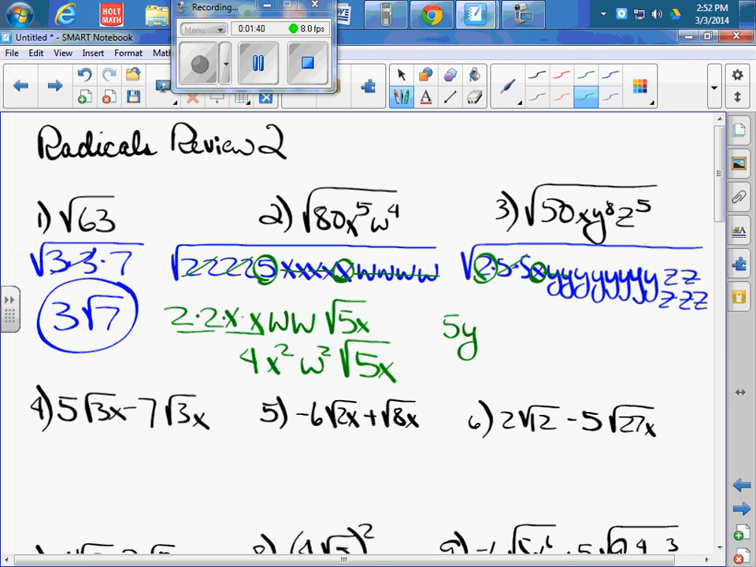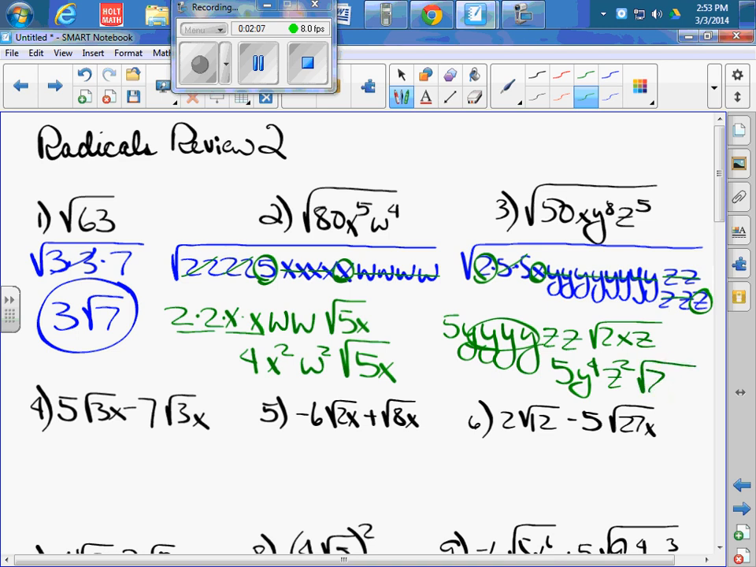Y. You have another y. Still another one. And finally one more. Those are out. They come out of the radical sign. The z comes out. This z comes out. This one stays back. So what do you have back in the radical? 2x and z. Final answer, 5 y to the 4th, those are out. Z squared, it's out. Radical 2xz.